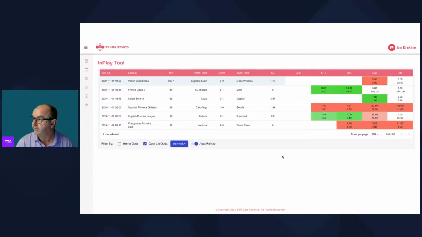Bang on. More bets. Give us more bets, Ian. One more bet. Just want to have a bet. Fulham are pressing, but toothless in front of goal. Good win for Brentford if they win that.